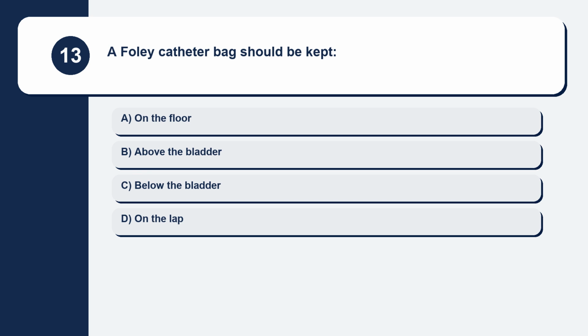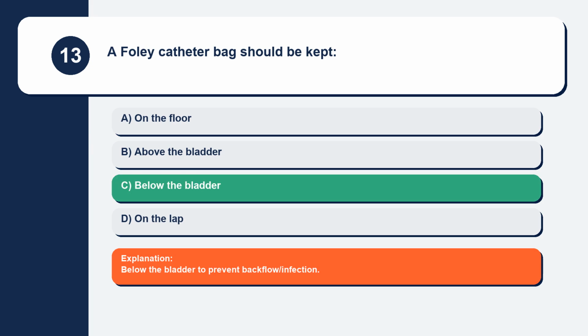Question 13. A Foley catheter bag should be kept on the floor, above the bladder, below the bladder, on the lap. Below the bladder to prevent backflow and infection.